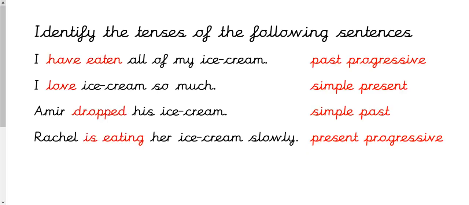Okay then, let's have a look. So the first sentence is past progressive because it uses the verb have and then the past tense verb eaten. Okay? The next one is the simple present because it's just got the present tense verb love. The next one is the simple past because it's just got the past tense verb dropped. And we know it's a past tense verb because it ends in ed. And your last one is the present progressive because it's got the verb is followed by the present tense verb eating. Okay, well done if you got those correct.